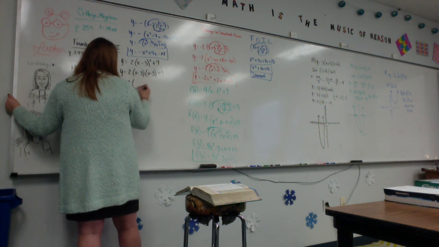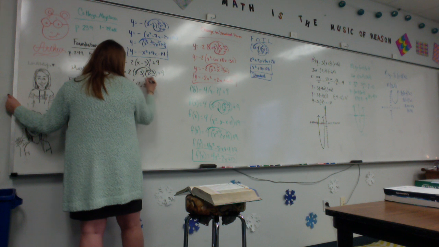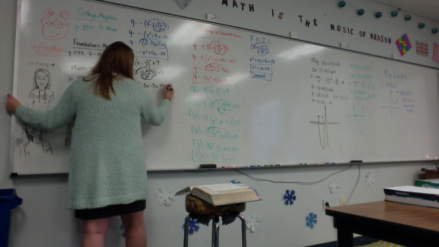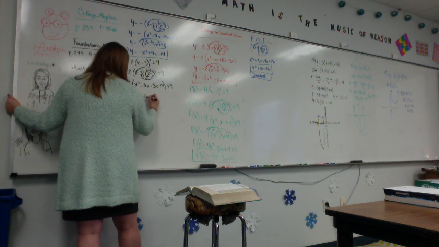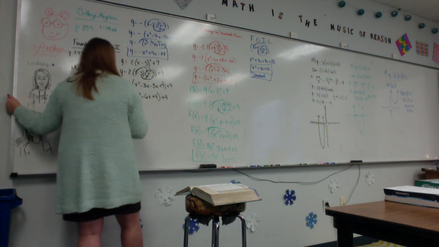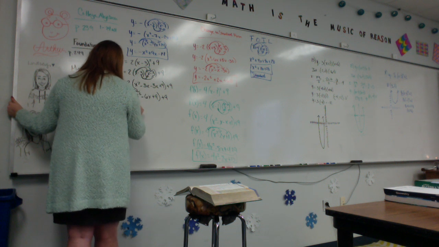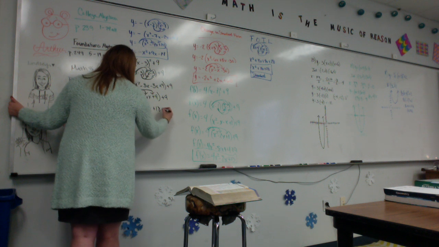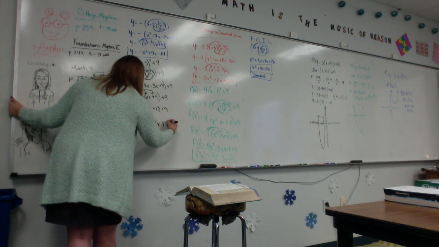Drop down the 2 and let's FOIL. X times x is x squared, x times -3, -3 times x, and -3 times -3. Combine like terms on the inside. So x squared minus 6x plus 9, parentheses, plus 9. Now what? Distribute. What's 2 times x squared? 2x squared. What is 2 times -6x? And what is 2 times 9? And then I have plus 9. So I get y equals 2x squared minus 12x plus 27.